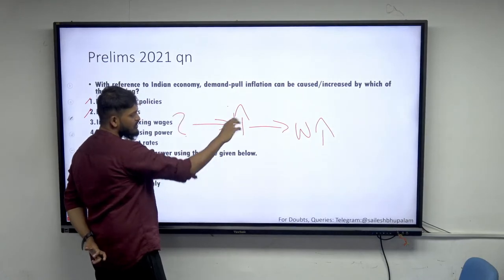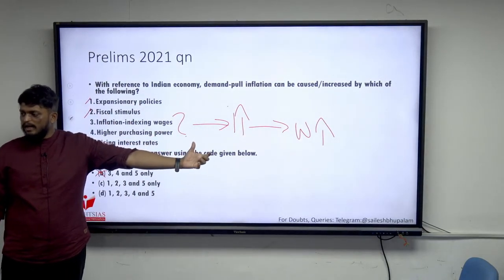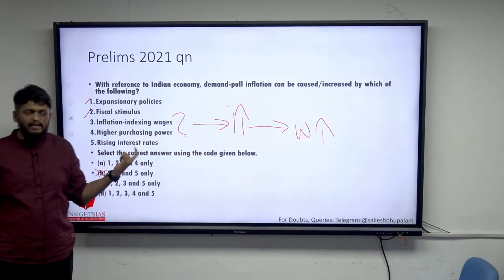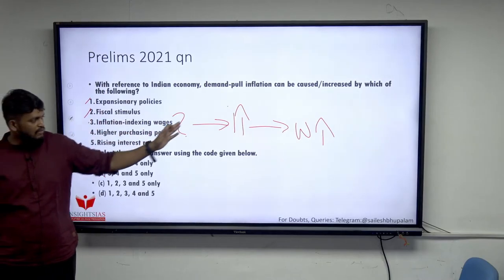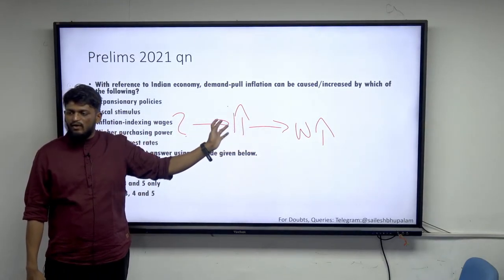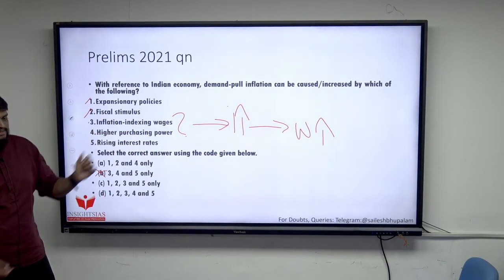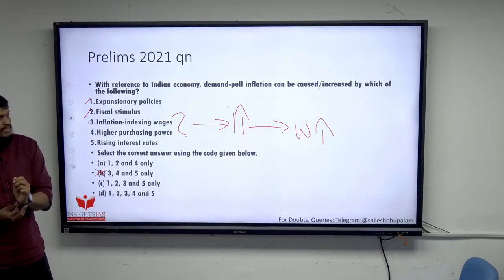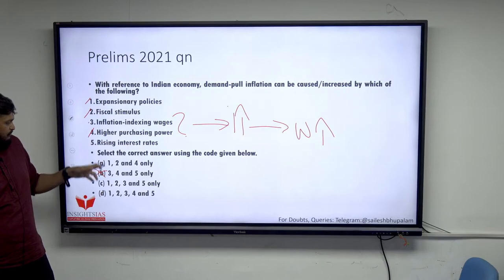The question is not about what is the consequence. The question is about what is the cause of inflation. You understood this? So expansionary policy is a cause of inflation. Fiscal stimulus is a cause of inflation. Wages increasing as indexing happens is actually a consequence of inflation, not a cause. And higher purchasing power, as purchasing power increases, this is also true. If four is correct, which one can you eliminate?